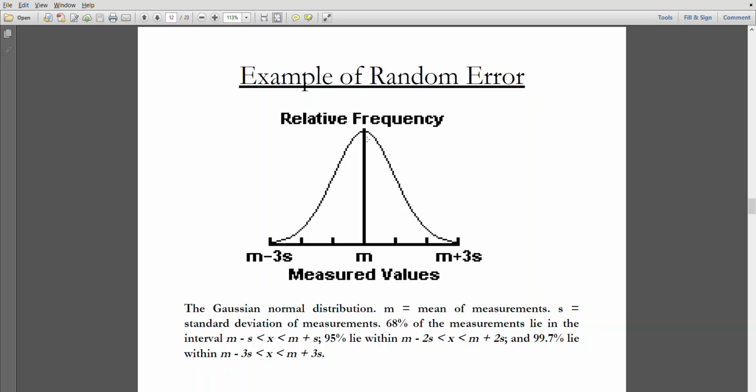The characteristic of a Gaussian distribution is shown by the central line called the mean, which is the central tendency of measurements, and S is the standard deviation of measurements. How much these values are deviated or dispersed from the central tendency is given by this measure called standard deviation.